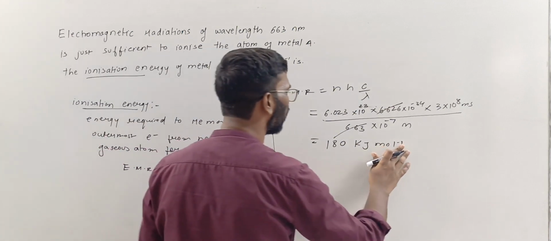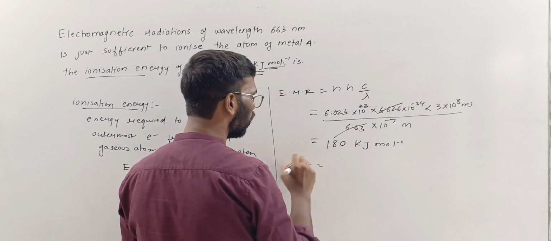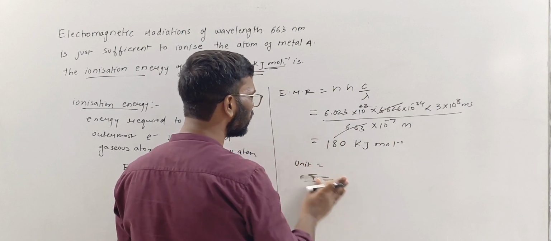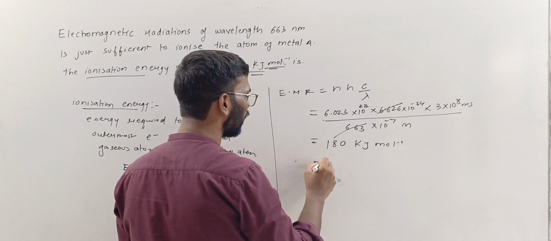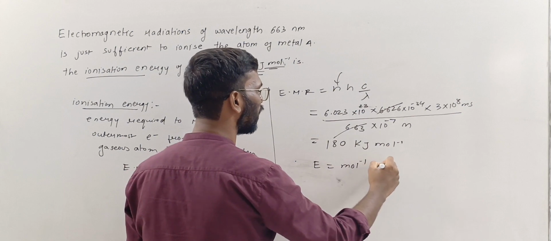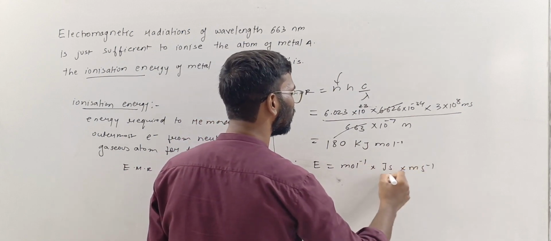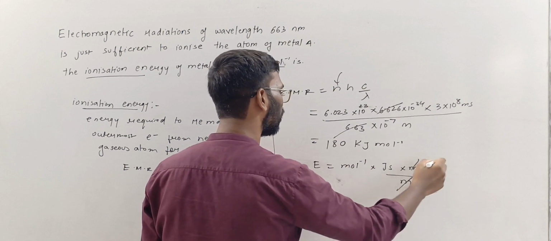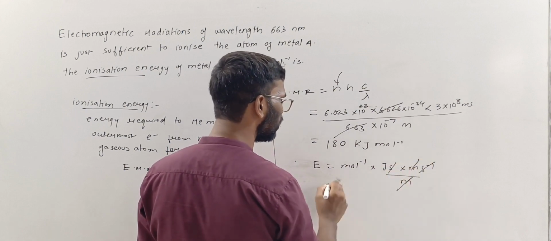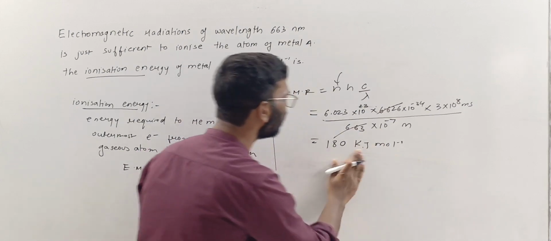Why kilojoules per mole? Let's talk about the unit also. Unit of the energy. What is this N over here? The unit of N is per mole, right? And h is joule second, speed is meter per second, and this is meter, so what remains is joules per mole. After conversion, what we get is kilojoules per mole. So this is the answer.